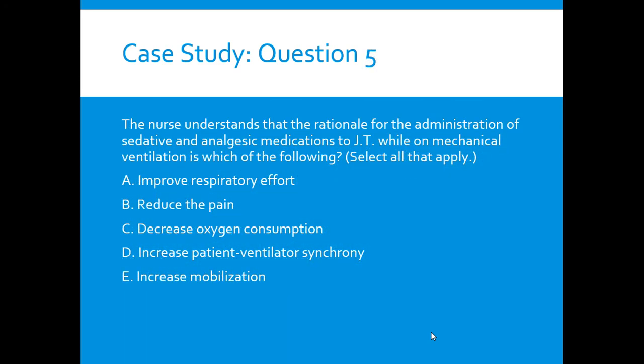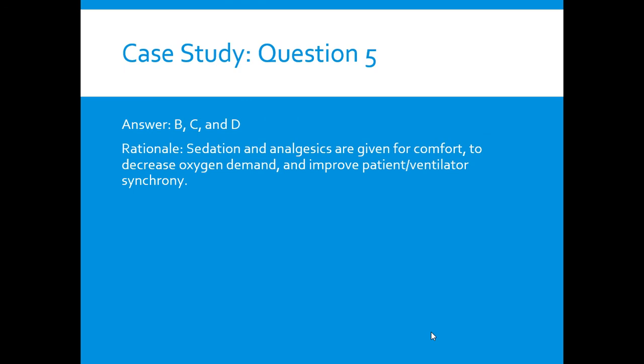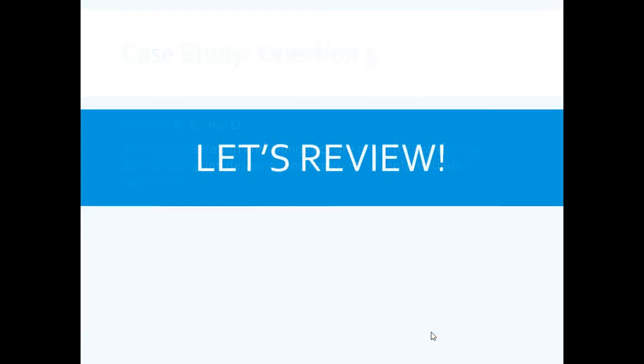Question 5. The nurse understands that the rationale for the administration of sedative and analgesic medications to JT while in mechanical ventilation is which of the following? Improves respiratory effort, reduces pain, decreases oxygen consumption, increases patient ventilator synchrony, or increases mobilization. All right, your answers are B, C, and D. Sedation and analgesics are given for comfort. They decrease oxygen demand and improve the patient-ventilator synchrony.